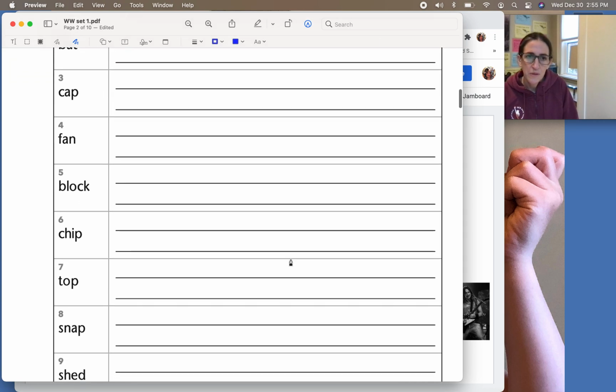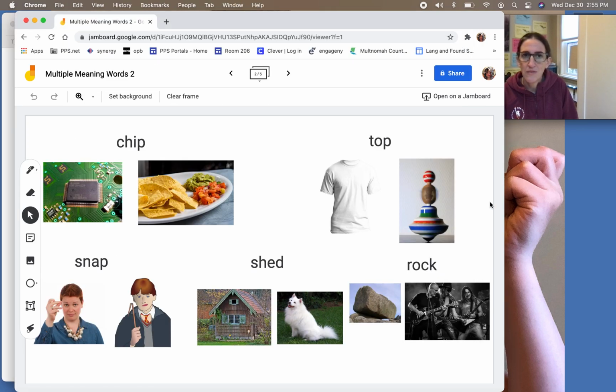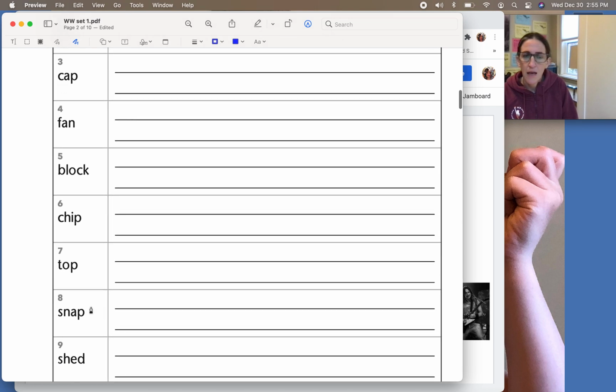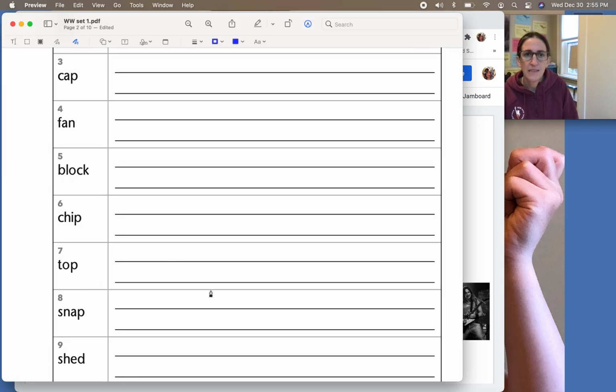The rest of the words on this paper have all been described by me at the beginning of this video. So if you get to a word and you're all the way down to snap and you can't think of a second meaning, just rewind back to the beginning of this video and you'll see some images to help you remember multiple meanings of the word snap. And make sure you use a capital at the beginning of your sentence and a period at the end.